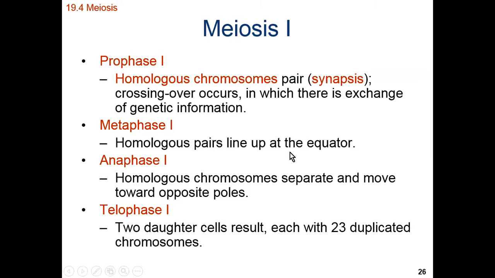Then we have metaphase 1. Metaphase 1 is when the homologous pairs line up at the equator. Anaphase 1 is when the homologous chromosomes separate from each other. And then telophase 1 is when we have 2 daughter cells that result.